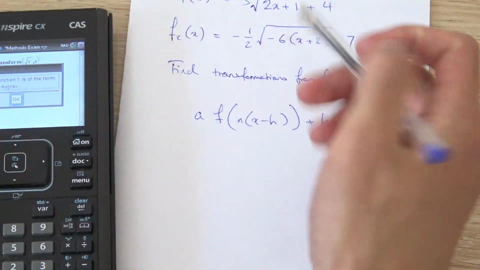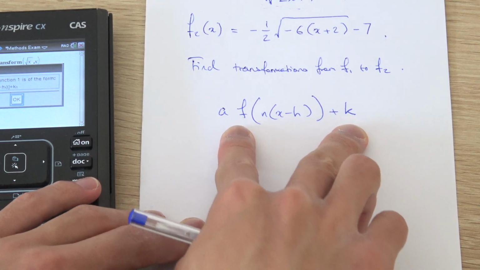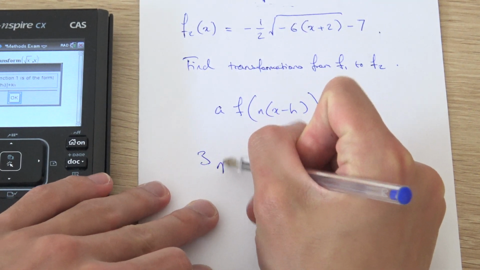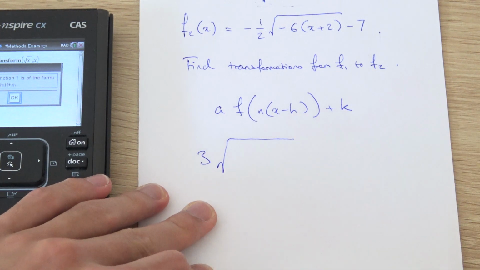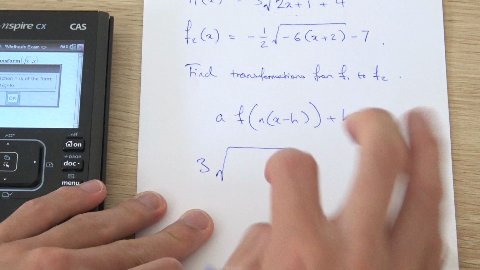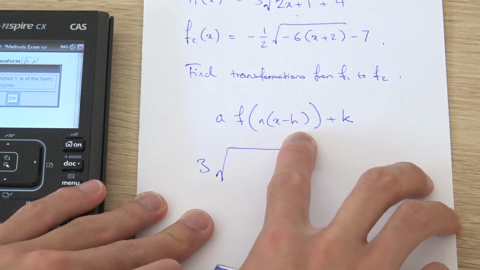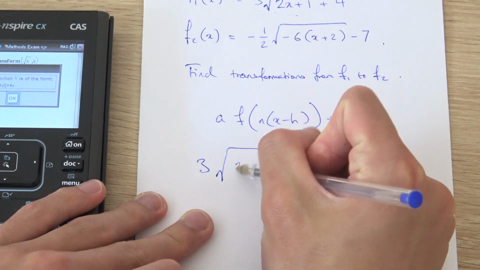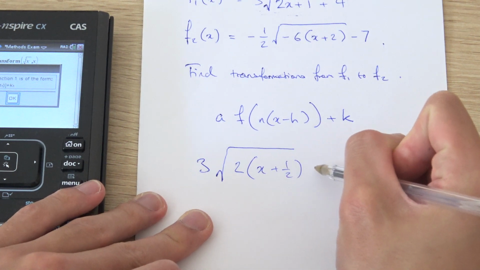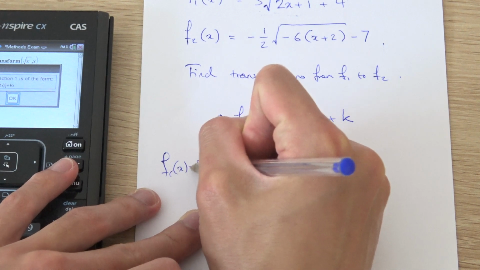Function 1 is this right here, and we want to put it into this form. We already have the constant out the front, which is nice, so that's 3. Then we have our function, the square root function, and now we have to mess around with the inside a little bit, because it's not quite in this form of n times (x minus h). At first I want to factor out the 2, so that's going to be 2, and then x plus a half. And then of course we have a plus 4 on the other end. So this is f1 of x still.